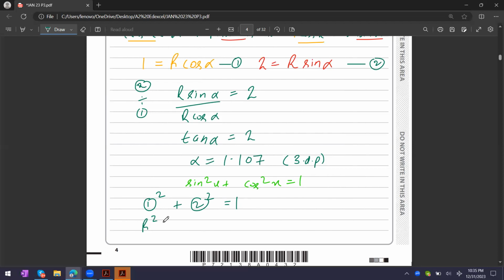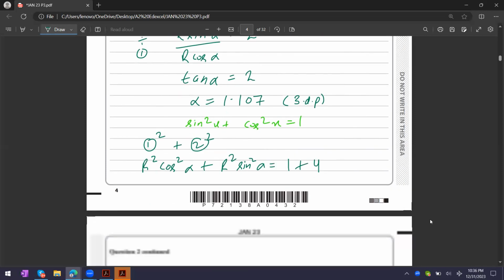R square cosine square alpha, okay, and add it to this side, R square sine square alpha, okay. This sum is not equal to 1, just the cosine square of one angle and sine square of one angle is equal to 1. We're just adding the two equations, left side to left side, right side to right side. So 1 square is 1 and 2 square is 4.